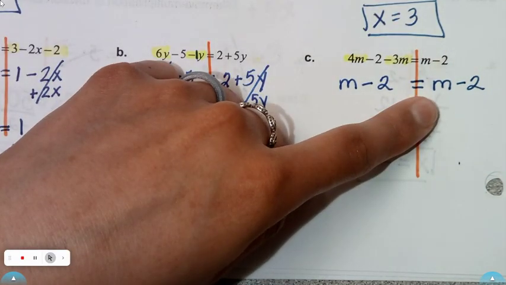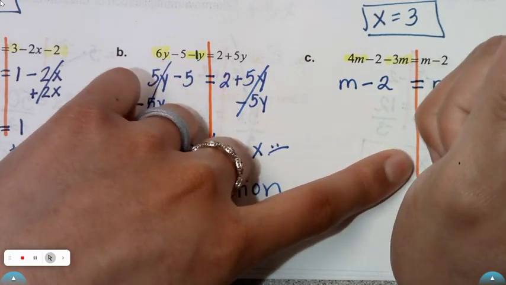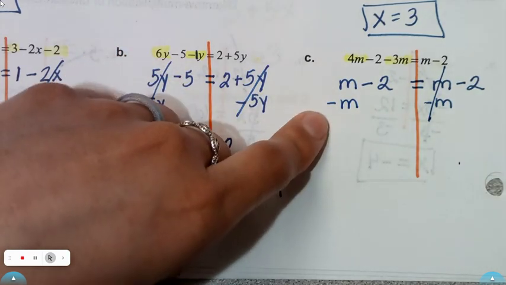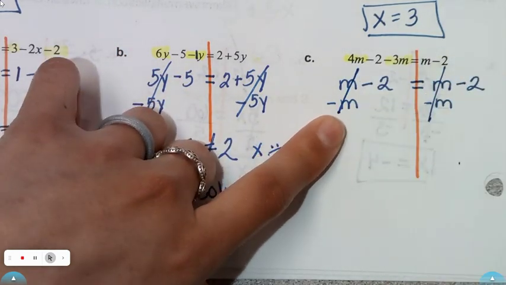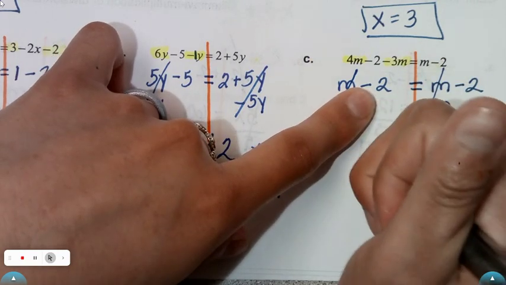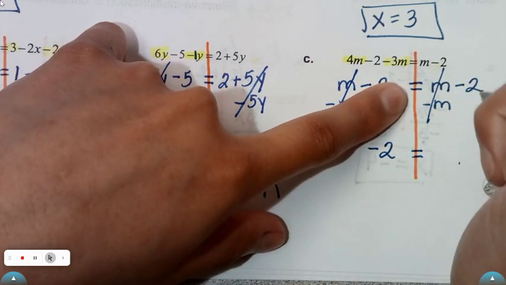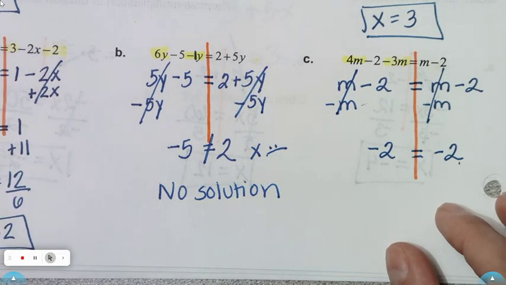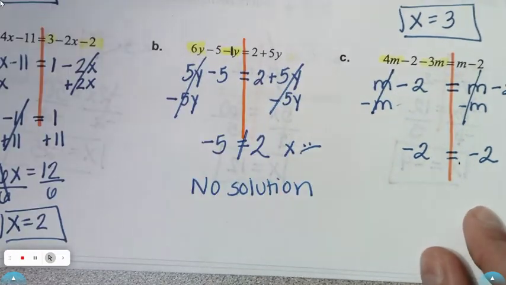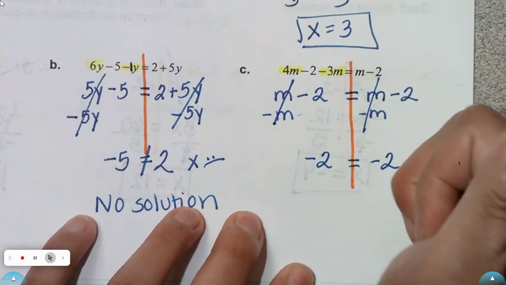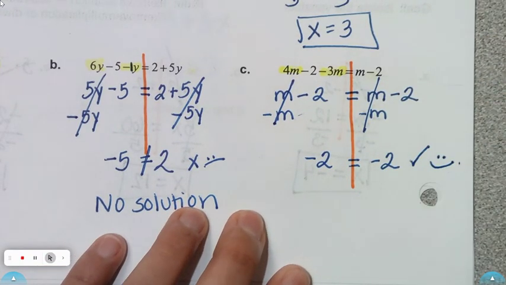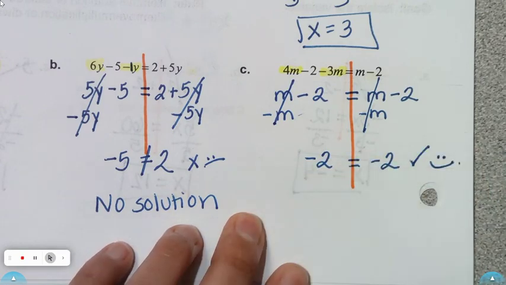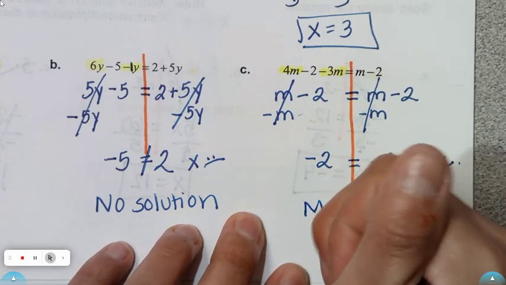I'm going to move this m, so I'm going to subtract it. These m's cancel. These m's also cancel. Let's see what we're left with. We're left with negative 2 equals, and then I also have this negative 2. You see how this statement is true? Negative 2 equals negative 2. This is good. This is a true statement. This makes us happy. When this happens where both sides equal each other and there's no more variables, no more letters, this is many solutions.